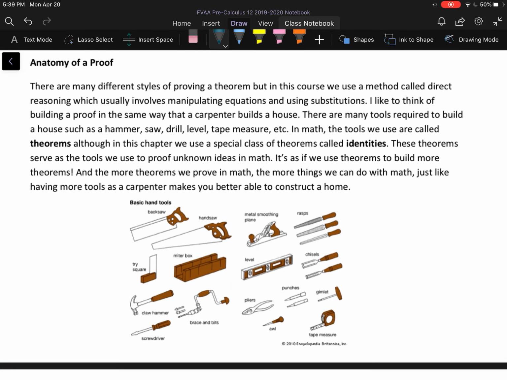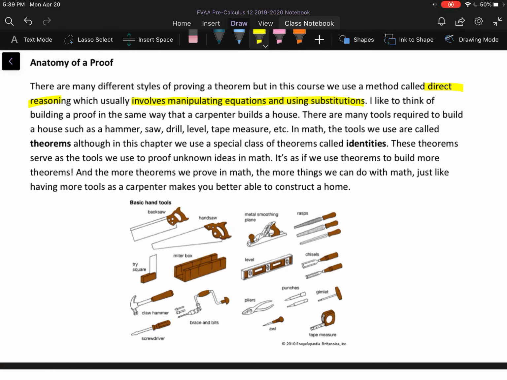So what is a proof? What is the anatomy of a proof? There are many different styles of proving a theorem, but in this course, we're going to be using a method called direct reasoning, which usually involves manipulating equations and using substitutions.